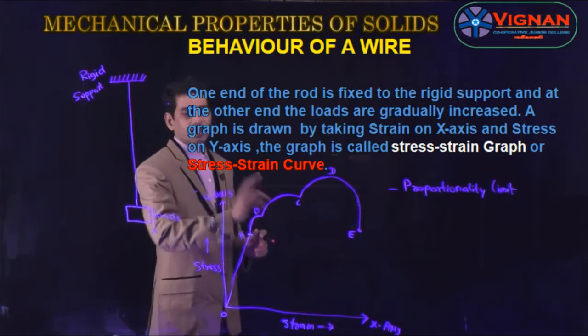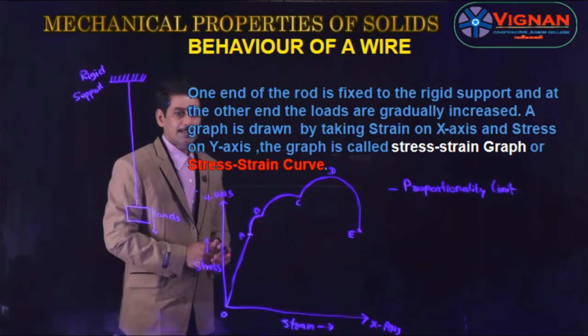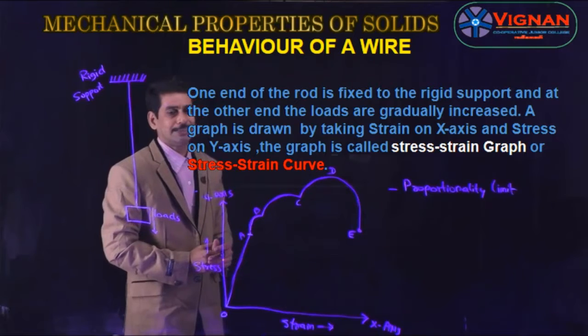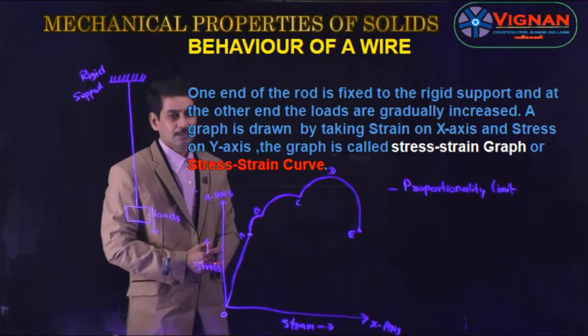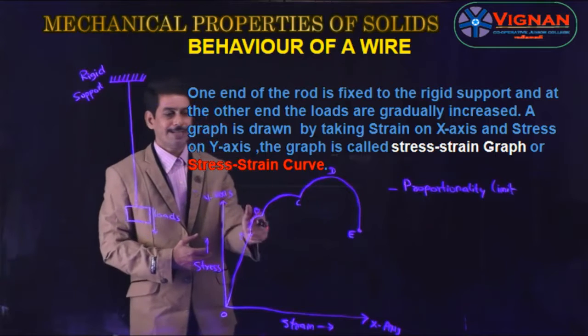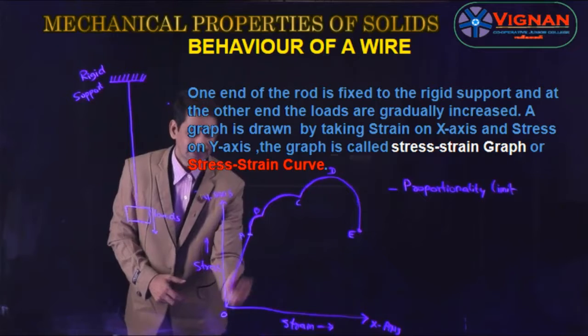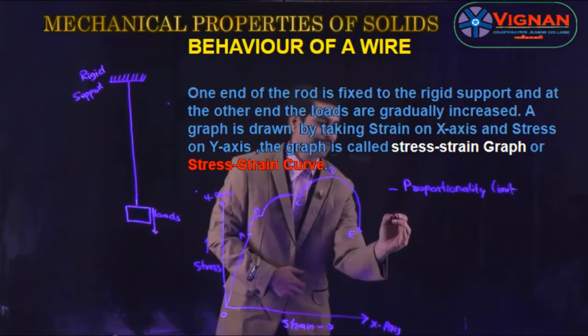And beyond the point A, there is no proportionality. That is, stress is not proportional to strain, but still the wire has elastic nature. So why can you say that the wire has elastic nature? If we remove the loads we added at the point B, the wire once again gets back to the same original length along this path only. So that's why the point is called the elastic limit.